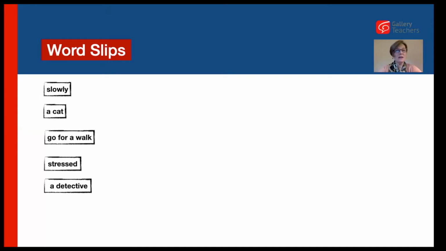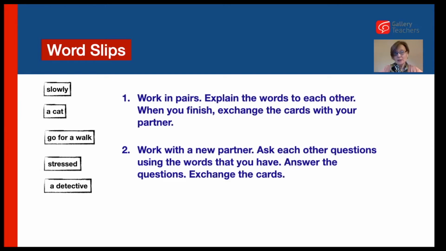Another activity that I like a lot is called word slips. In this activity, you ask the students to write five different words on different slips of paper. They can select any words they want. They're not limited to nouns, verbs, or prepositions, anything they want. And then you have different types of activity that you can work with. First of all, I usually divide this activity into several steps.